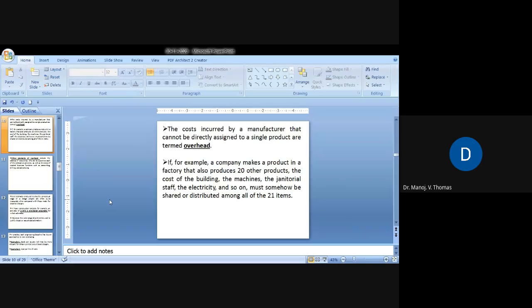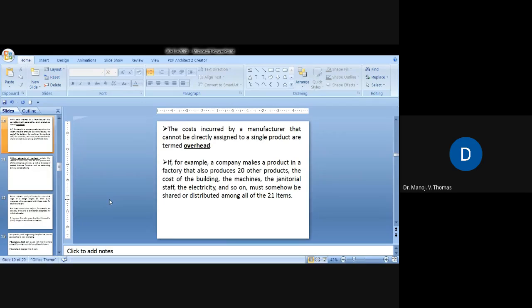So these two aspects we have covered. The first aspect is labor cost. The second aspect is material cost, which includes the bill of material and other details. The third one is overhead cost. The costs incurred by a manufacturer that cannot be directly assigned to a single product are termed overhead.